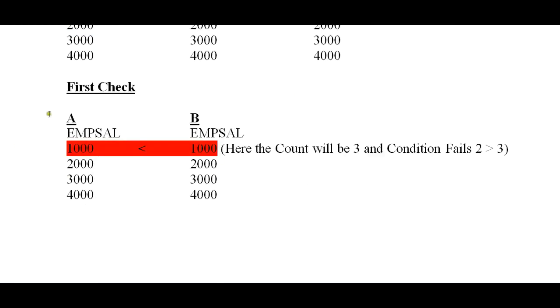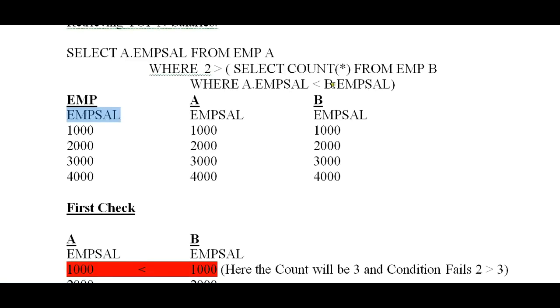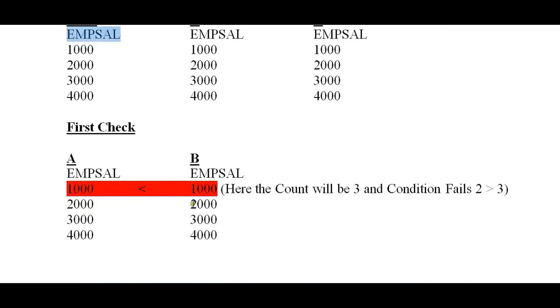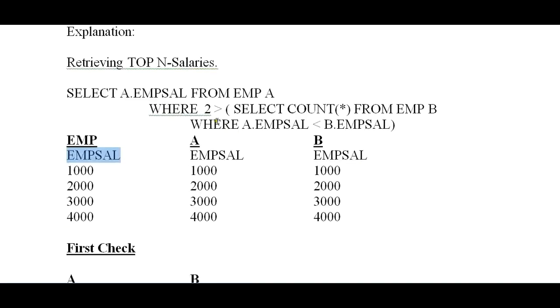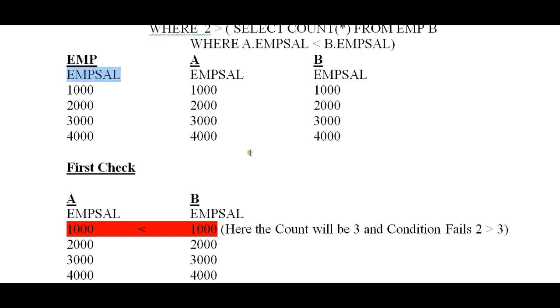So the operations will be between the A and B tables, that is, the alias tables. We check the first condition: is 1000 less than 1000? No. But here I am saying count star where A.emp_salary is less than B.emp_salary. So what is the count? We have 3 values which are greater than 1000, so our count will be 3. Since 2 is not greater than 3, the condition will be false.